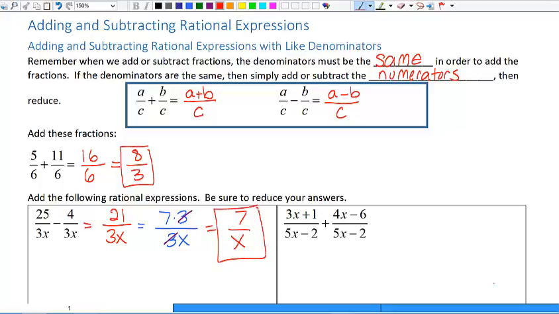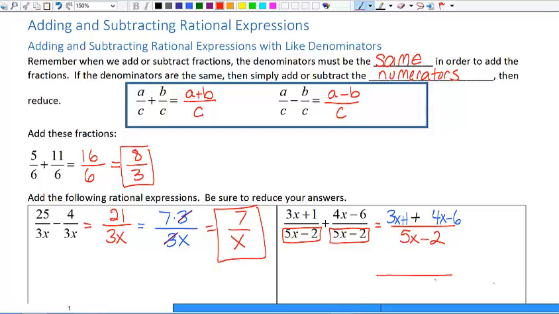On the next problem, we have more terms in the top and more terms in the bottom, but notice the entire denominator, 5x minus 2, is the same on both. That is necessary in order to add or subtract the problem. So once it's the same, it just stays the same. In the numerator, I have 3x plus 1, and I'm adding that to 4x minus 6. So that symbol in between there is add.